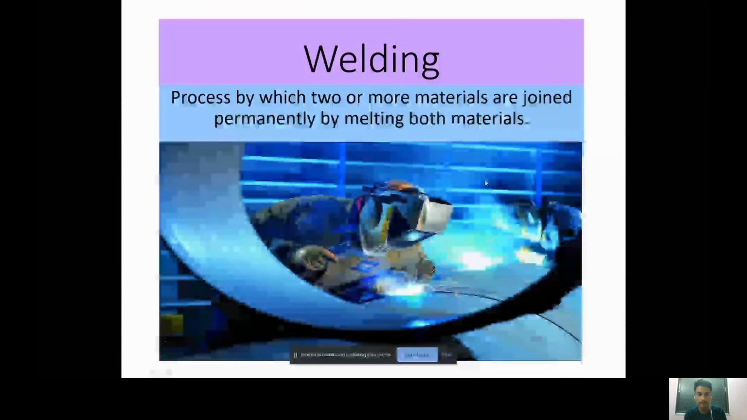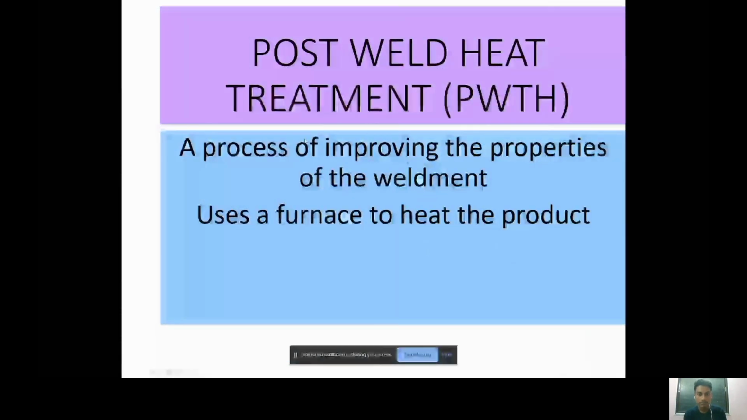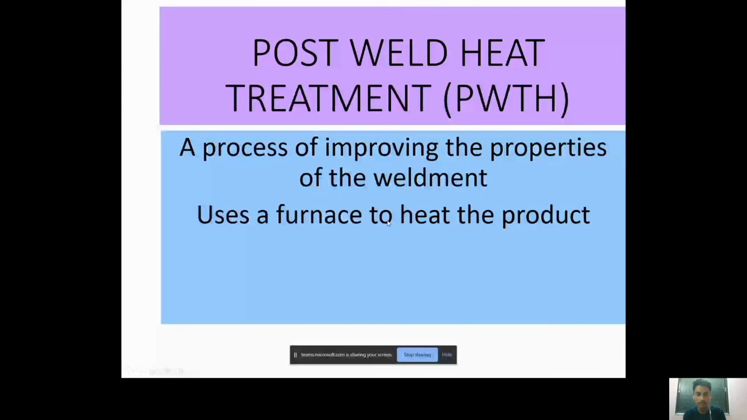Next is welding. In the pressure vessel manufacturing process, the most important step is welding. It is the process by which two or more materials are joined permanently by melting both materials for a desired purpose. This is the welding process of a pressure vessel. Next is post-weld heat treatment (PWHT), the second-last process, which improves the properties of the weld made. A furnace is used to heat the product.